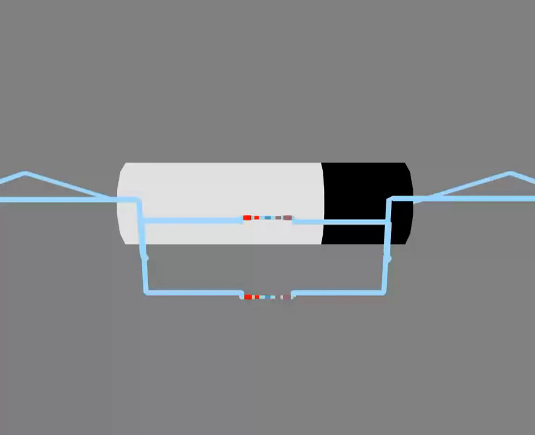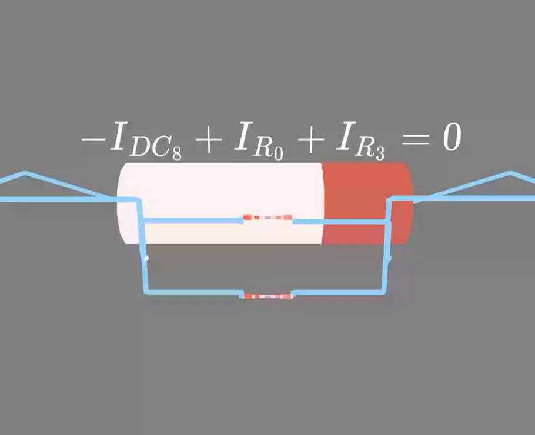This is a circuit with two resistors connected in parallel. Let's find all the equations related to the components of this circuit. The following formula is derived from Kirchhoff current law, based on these circuit elements.